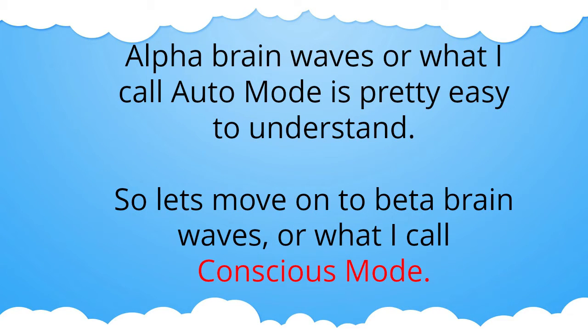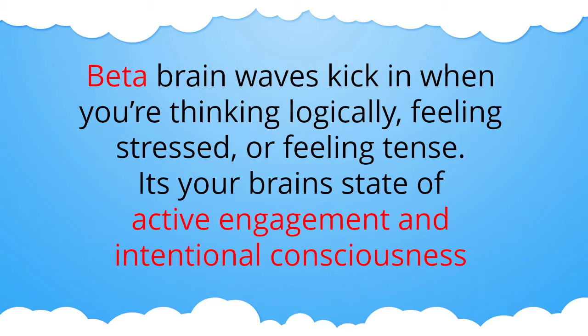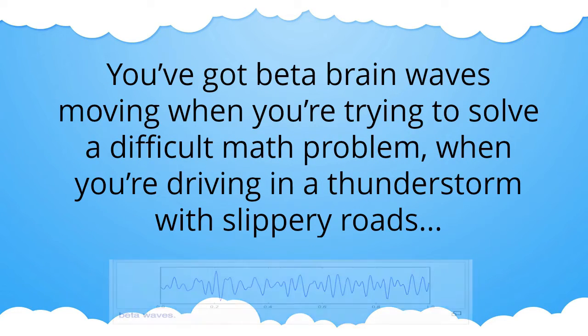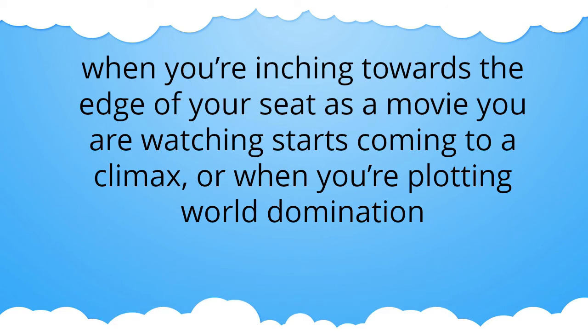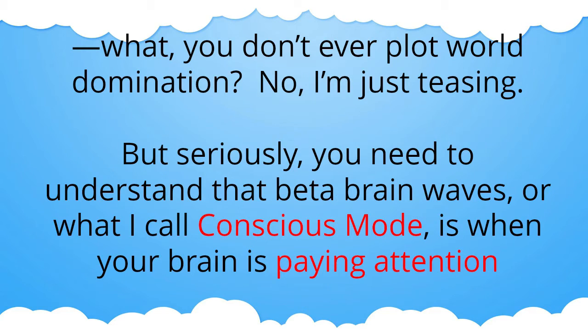So let's move on to beta brainwaves, or what I call conscious mode. Beta brainwaves kick in when you're thinking logically, feeling stressed, or feeling tense. It's your brain state of active mental engagement and intentional consciousness. You've got beta brainwaves moving when you're trying to solve a difficult math problem, when you're driving in a thunderstorm with slippery roads, when you're inching towards the edge of your seat as a movie you're watching starts coming to a climax, or when you're plotting world domination. What, you don't ever plot world domination? No, I'm just teasing. But seriously, you need to understand that beta brainwaves, or what I call conscious mode, is when your brain is paying attention.